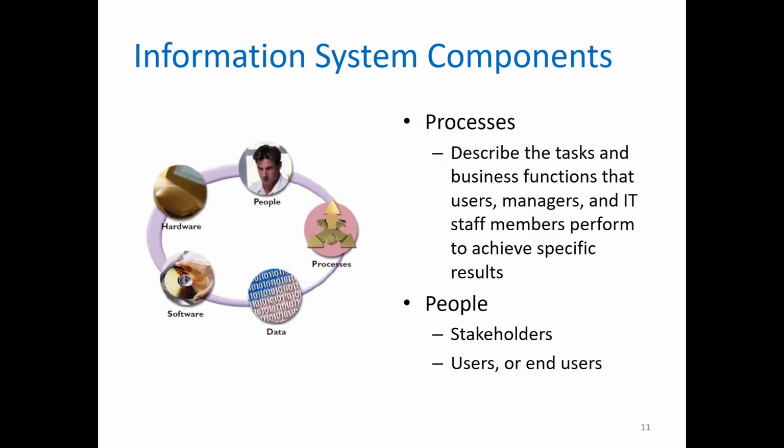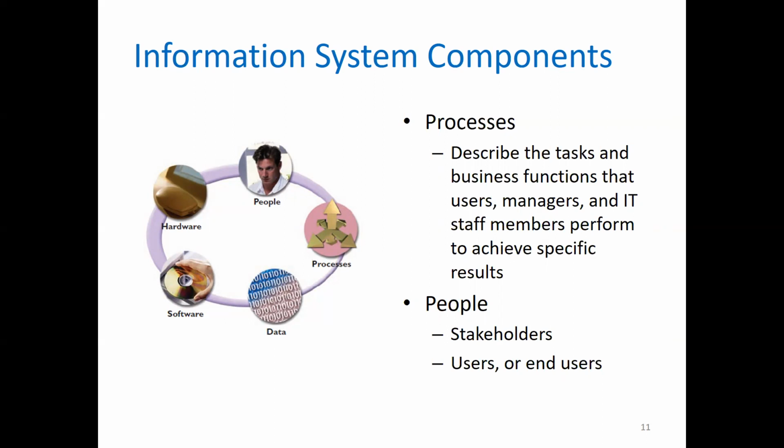Processes. Processes describe the tasks and business functions that users, managers, and IT staff members perform to achieve specific results. People are stakeholders, users, or end users. Processes are all the functions, or the step-by-step events, that take place in an organization and are generally performed by the people within the organization.